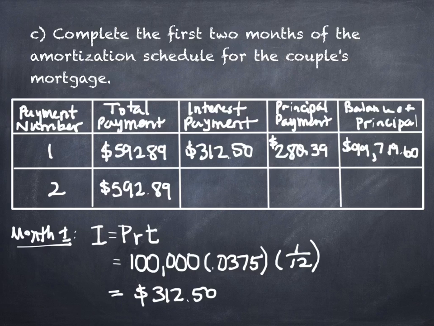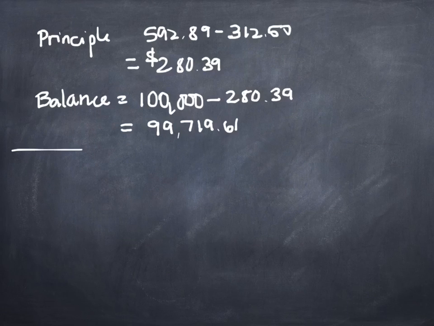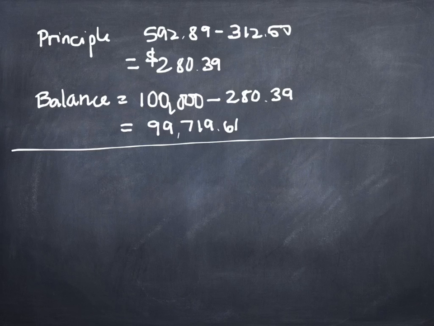All right, so let's take a look at month 2. On month 2, we still are making the same payment, $592.89. So it doesn't feel any different to us as the borrower. But a little bit different things are happening.